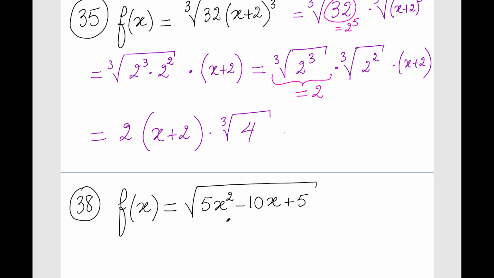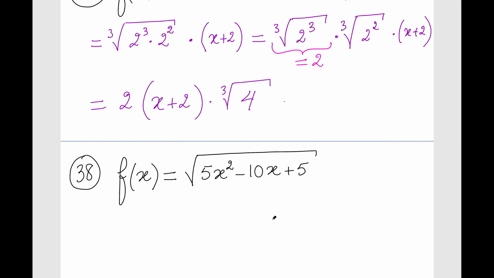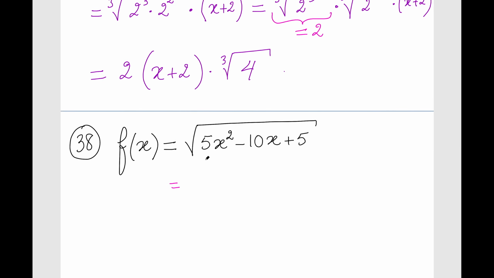38. f of x is the second power of 5 times x squared minus 10x plus 5. And in 38, the question is also simplify. How about factoring out 5 from all these summands? 5x squared is divisible by 5, 10x as well, and 5. So let's factor out 5 and get x squared minus 2x plus 1.